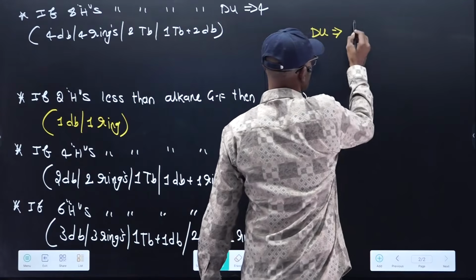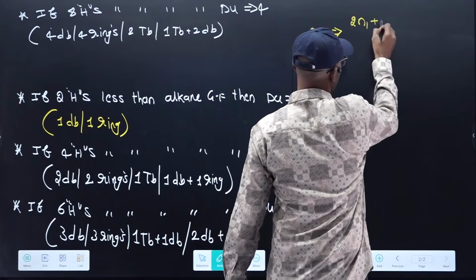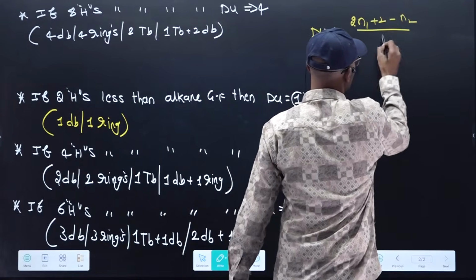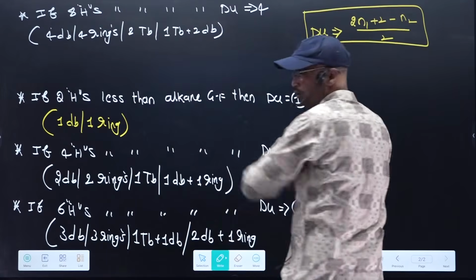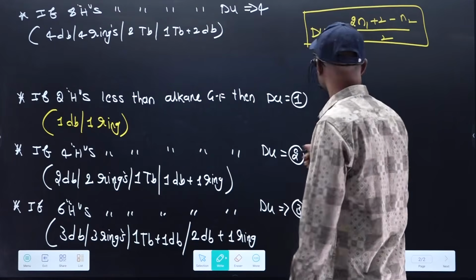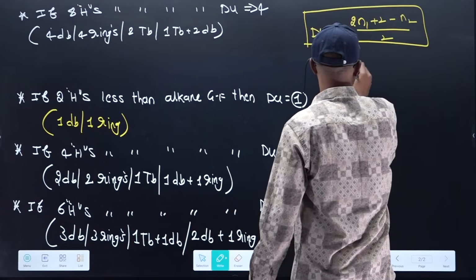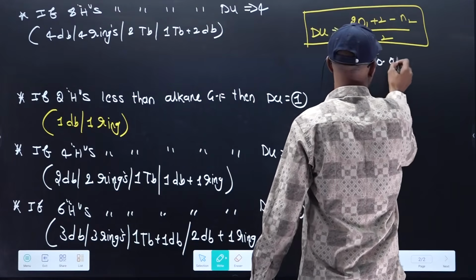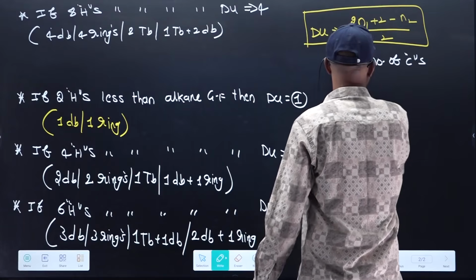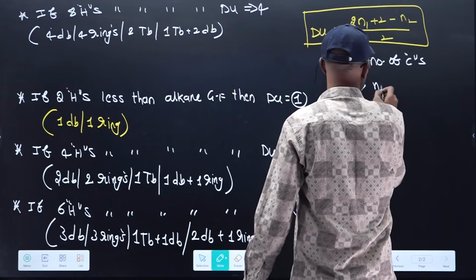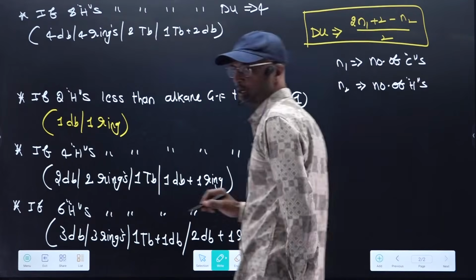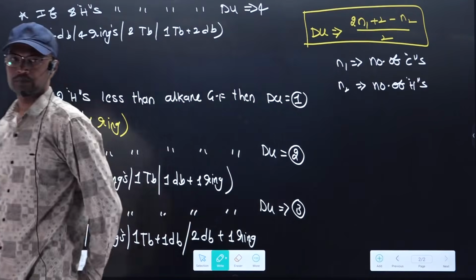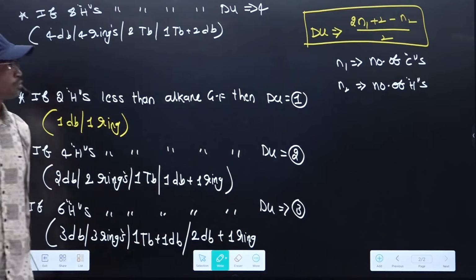Degree of unsaturation is equal to (2n1 + 2 - n2) / 2. You can apply this formula also. If you are unable to remember the other method, you can use this formula. n1 is equal to the number of carbons, n2 is equal to the number of hydrogens. Use this formula and you can get DU.